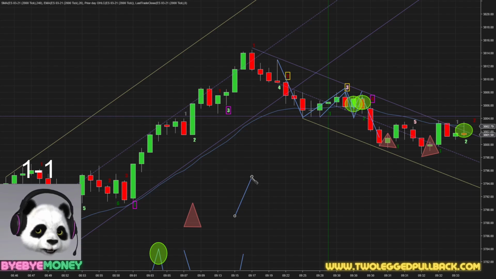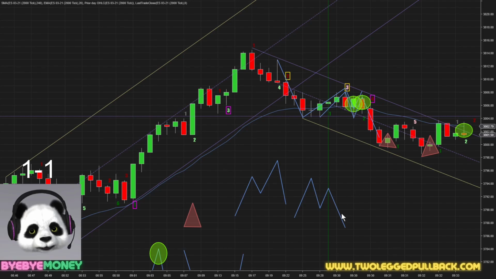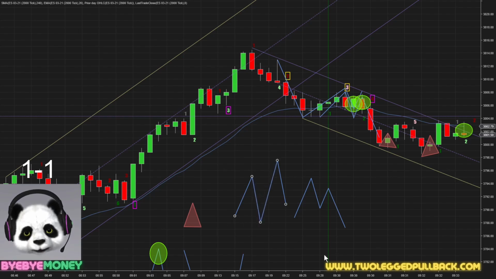There are two variations of a two-legged pullback. You have the classical, where the pivot high breaks above the previous pivot high, and you have this variation, where the pivot high stays below the previous pivot high. These are both two-legged pullbacks for second entry short. As long as the pivot low doesn't break below the previous pivot low, we're still a second entry short here, a two-legged pullback to the short side. As long as it doesn't look like this, that's fine. As long as the pivot low stays above the previous pivot low, the count continues, and so we have a pivot high that's lower than the previous pivot high.